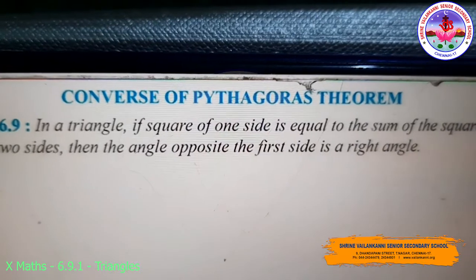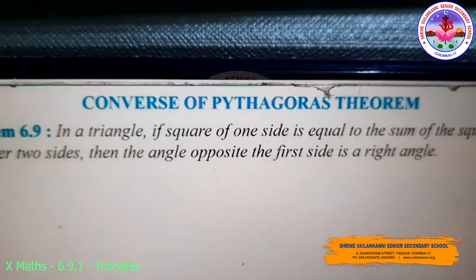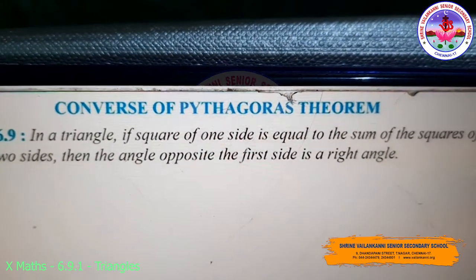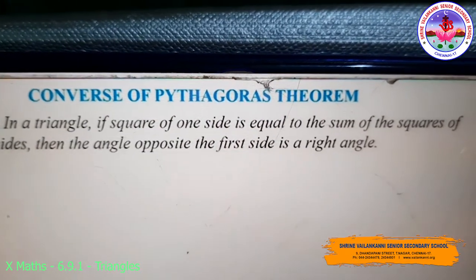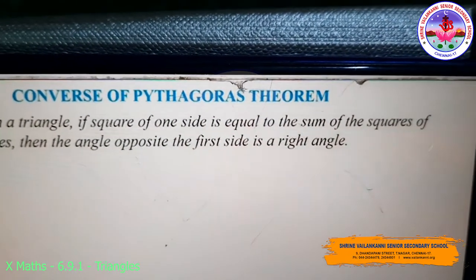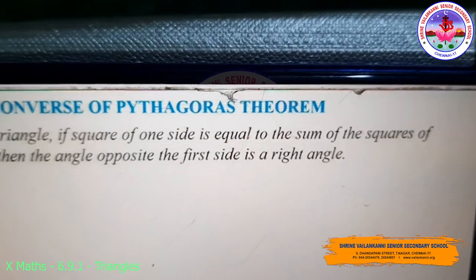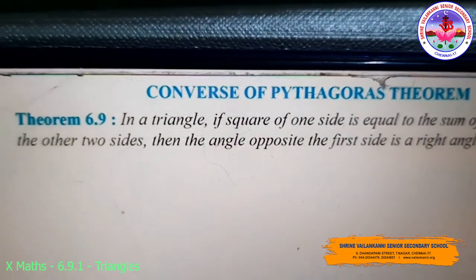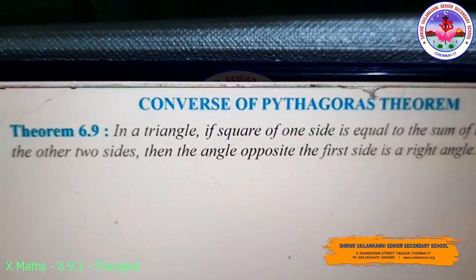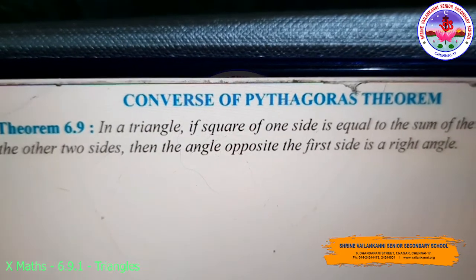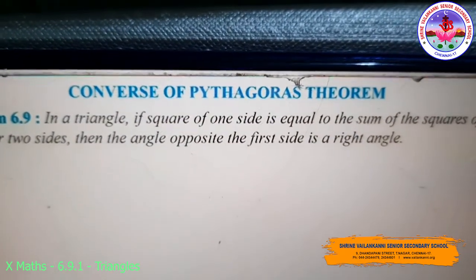Converse of Pythagoras theorem. In a triangle, if the square of one side is equal to the sum of the squares of the other two sides, then the angle opposite to the first side is a right angle.